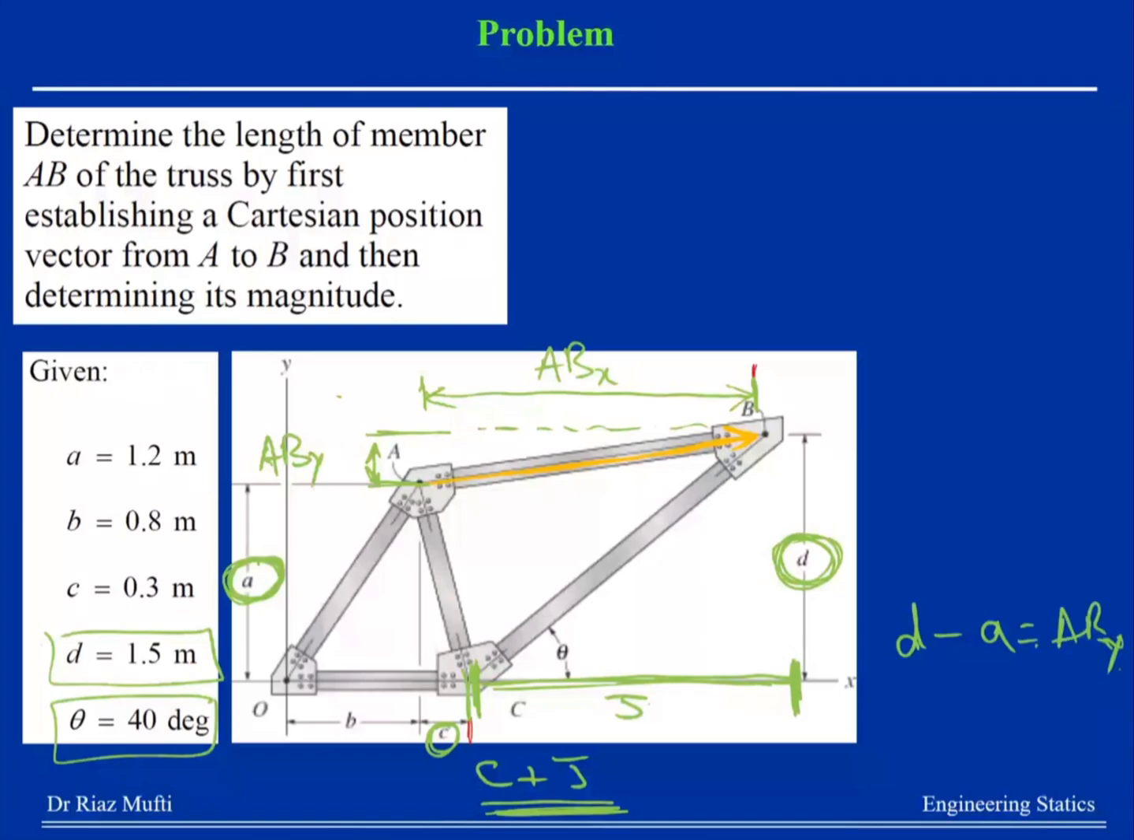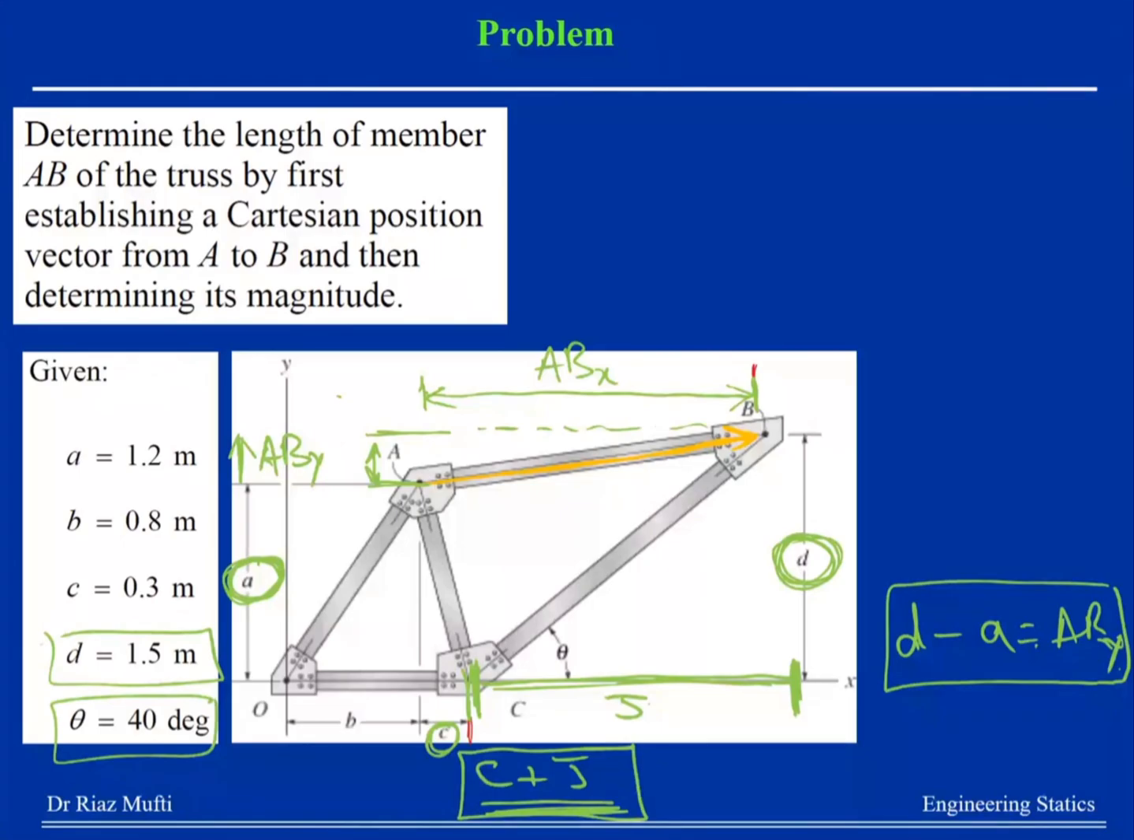Now, I'm after position vector A to B. If I look at it carefully, it's very clear that my Y component will be in the upward direction, so that will be in the positive Y. So my AB Y component is here and my X component is here. Is that clear to everyone? Yes, sir.